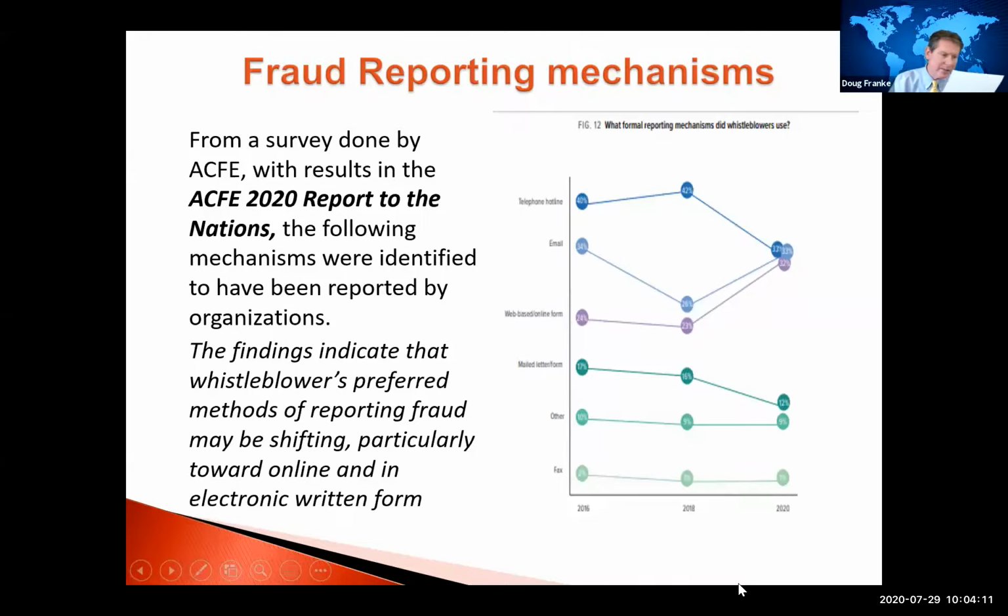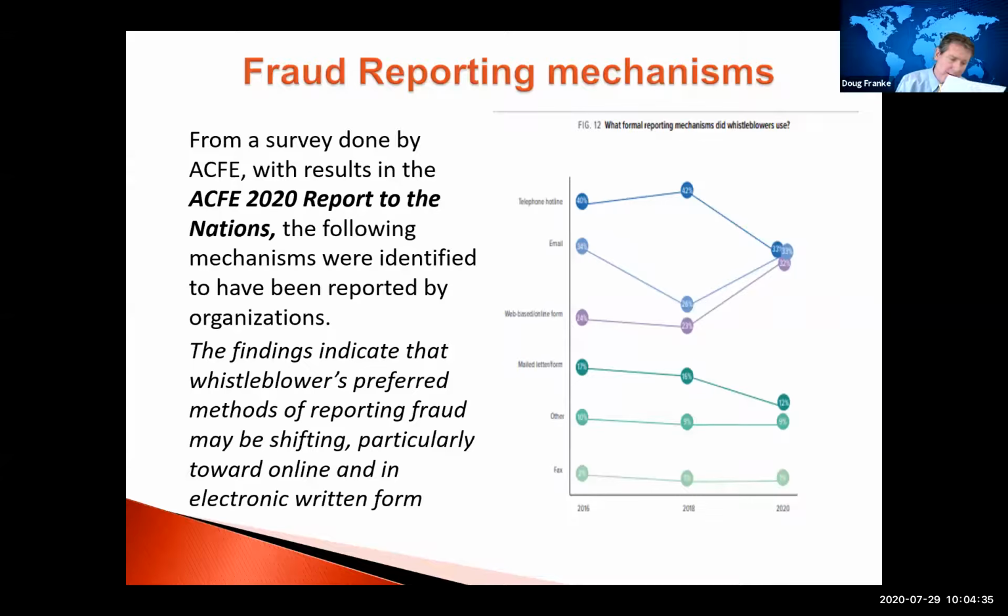And that first one that's declined is the telephone hotline. It's declined from 40, 42, now it's down to 33%. So the blue line has dropped. It used to be as high as 42. It's now down to 33. The second line is emails. It used to be 34, went down to 26 in 2018, but then it went up now to 33%. So a third of the people are using email.